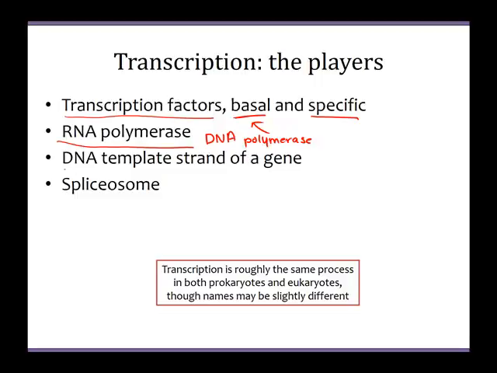We need our gene that we are going to transcribe. Specifically, we need only half of it. We just need the DNA template strand. Notice I'm not saying here parent strand. That's DNA replication only. And then finally, we need a thing called the spliceosome. I know that name seems like it came straight out of science fiction, but it's a real thing.